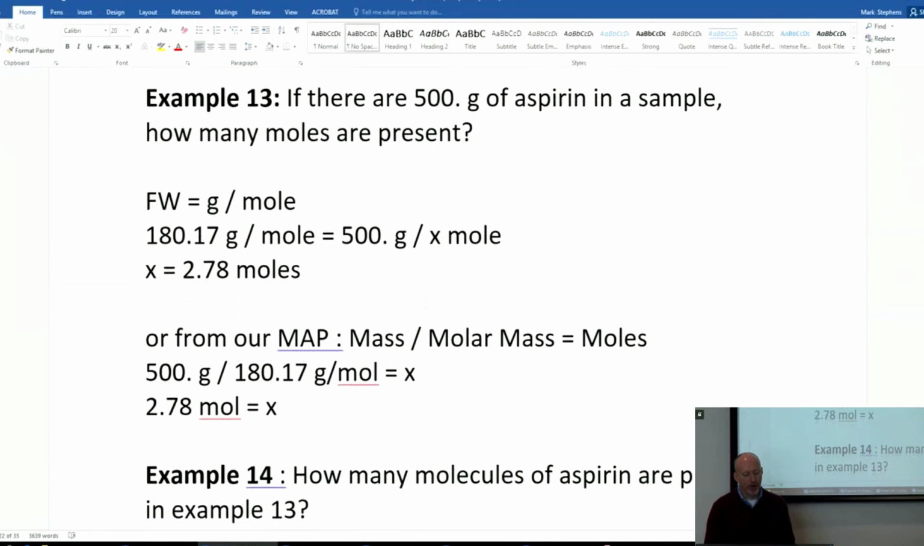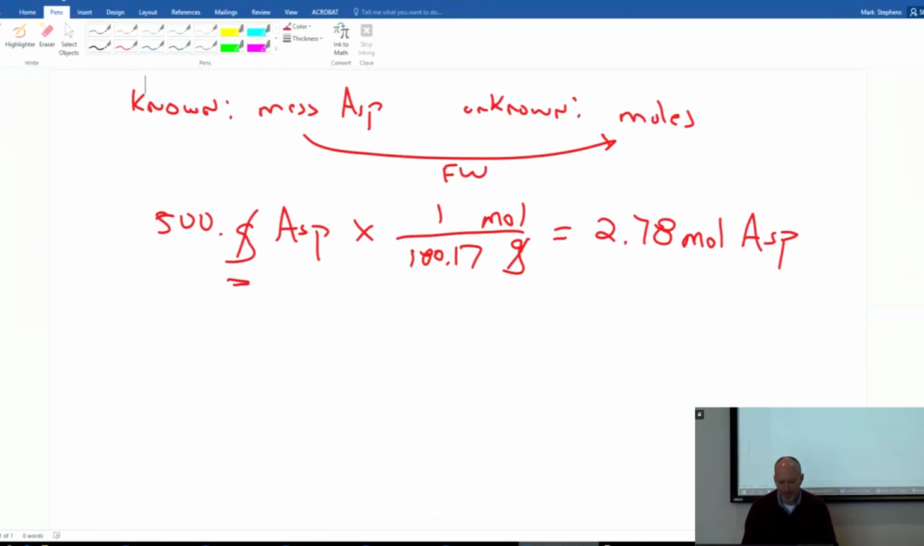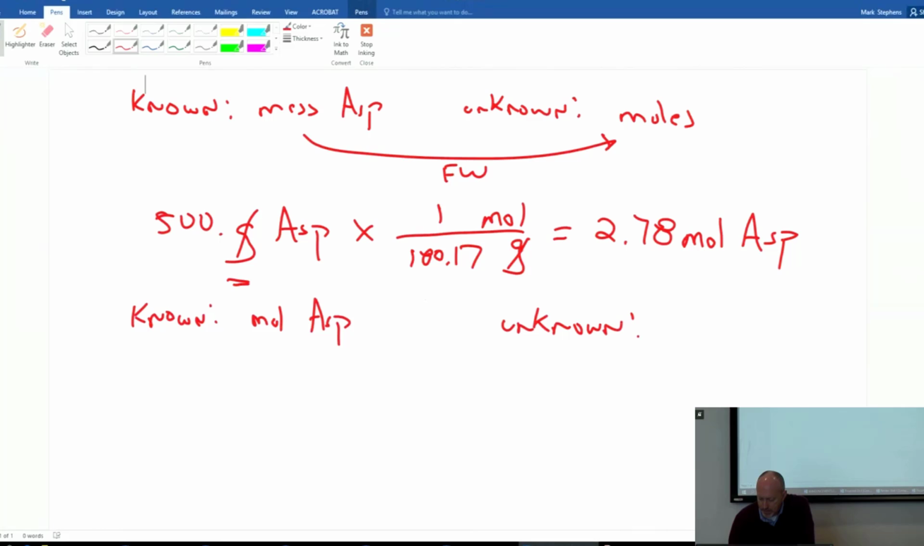Now, building further, how many molecules of aspirin are present in example 13? Well, with 13, we went from mass to moles. In 14, we're going to go from moles to particles. And so now, my new known, each problem has its own known, my new known is moles of aspirin. And my new unknown is particles. And particles of a compound are molecules. So we're solving for molecules here.